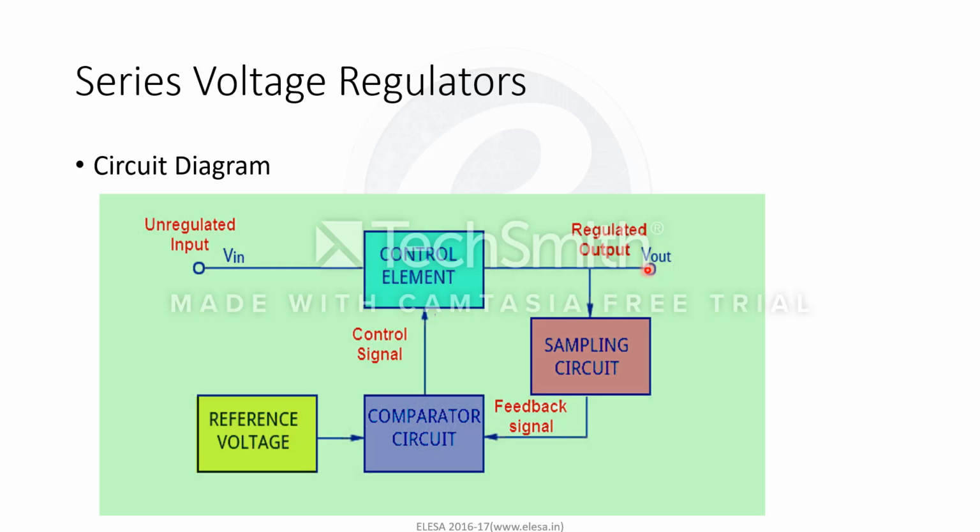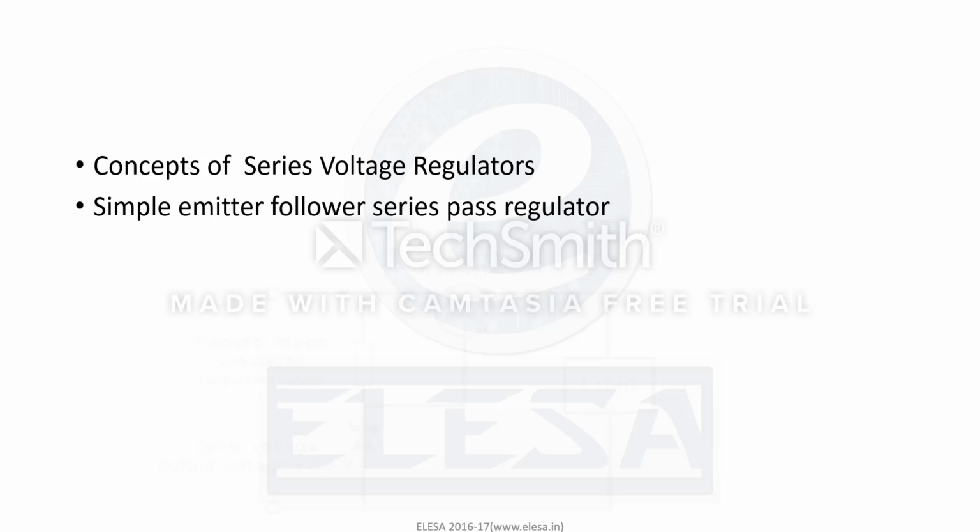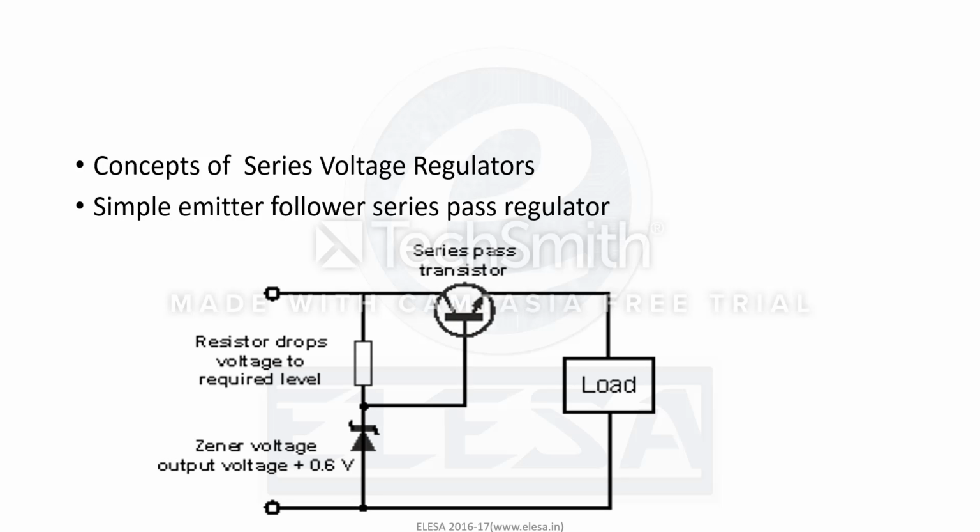Now we are going to see the different kinds of series voltage regulators. They are simple emitter follower series voltage regulator and series voltage regulator with feedback. Now we will see the simple emitter series voltage regulator. As shown in the figure, we can see the series pass transistor and a Zener diode.